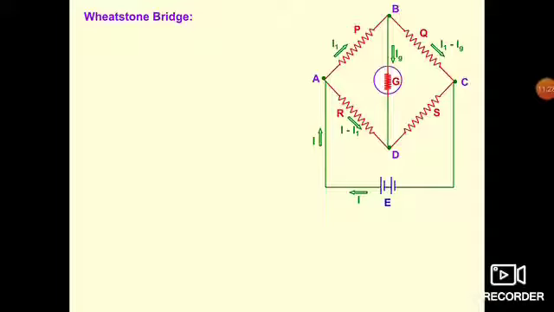Now when this I1 reaches B, IG, the current in the galvanometer, will flow in the galvanometer, and the rest of the current, which is I1 minus IG, will flow through Q. Now when this IG moves towards D and I minus I1 also moves towards D, definitely they will be added up. That's why you will get I minus I1 plus IG. Now at point C, I minus I1 plus IG is coming from one side, and I1 minus IG is coming from another side. They will add up and finally you will get a current I.